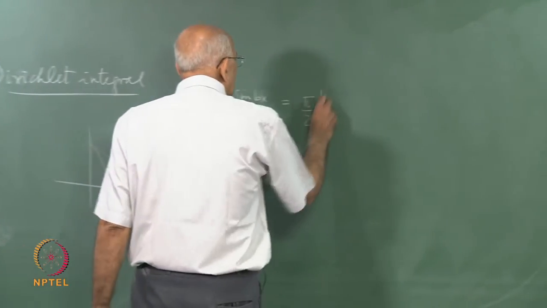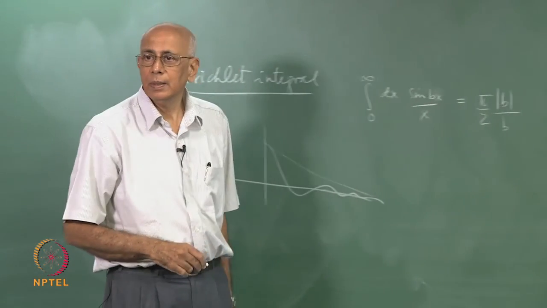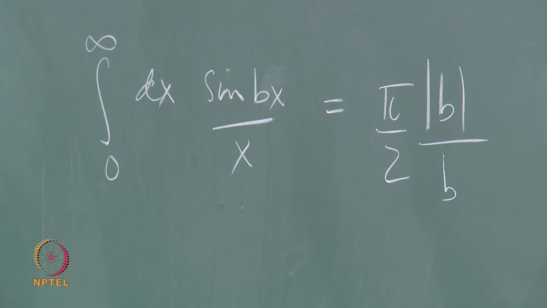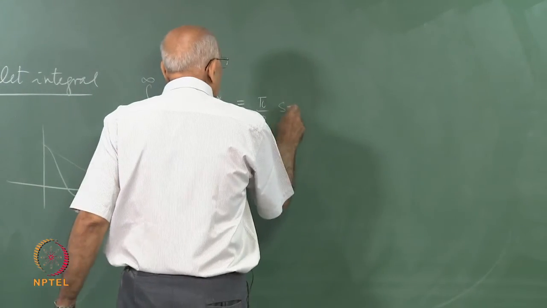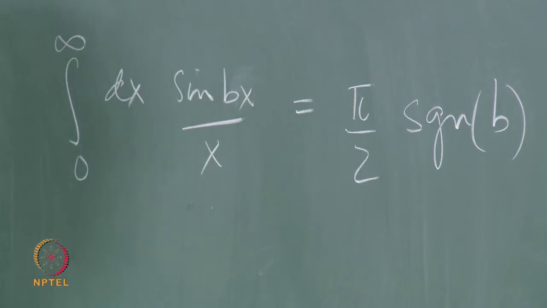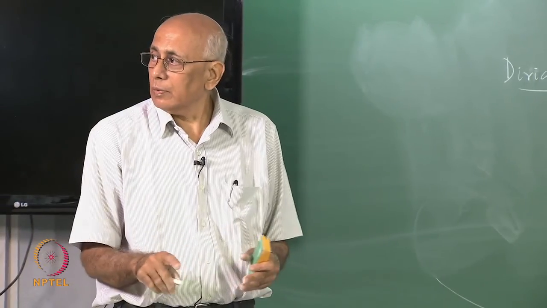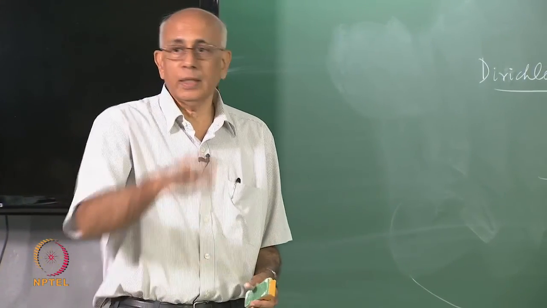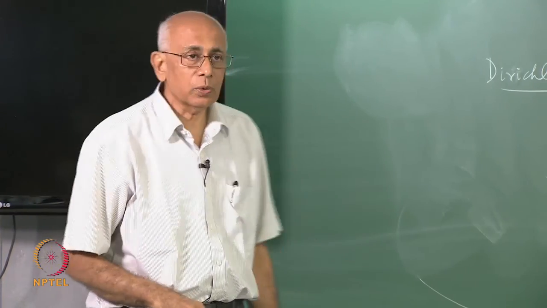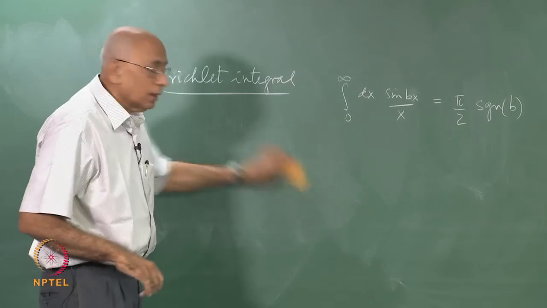So this is pi by 2 times the sign of b, or b over mod b is a better way of writing it. So it is a discontinuous function plotted as a function of b. For negative values it is minus pi over 2, and then it jumps discontinuously to plus pi over 2. So it is one of these famous discontinuous integrals, and from this integral you can derive a very large number of other integrals.